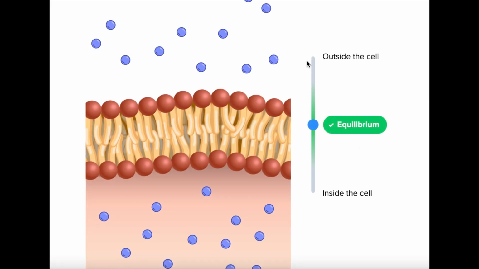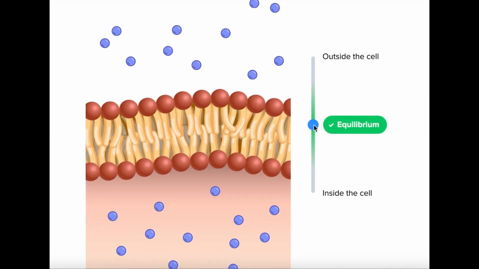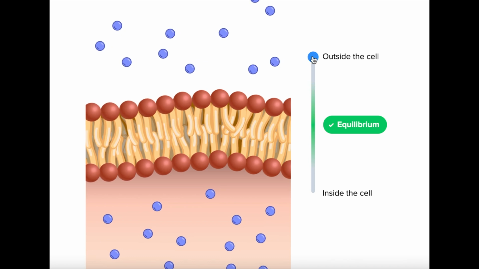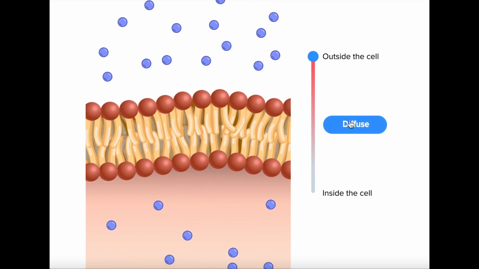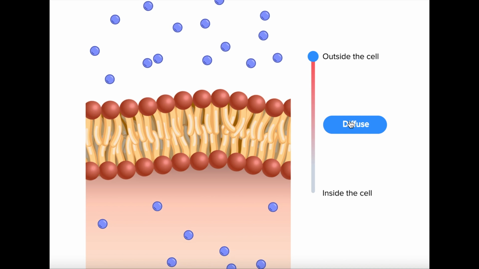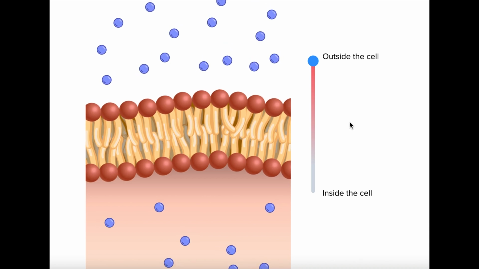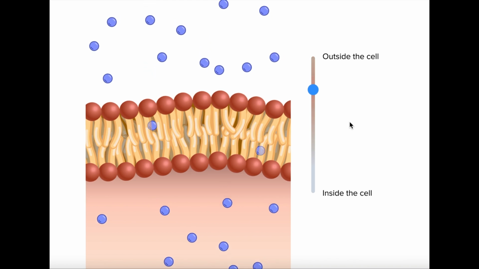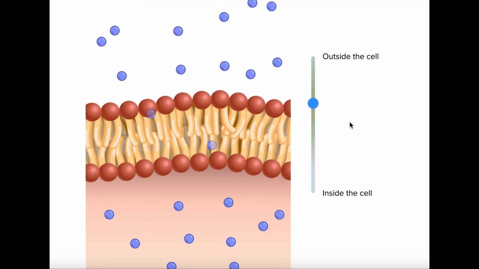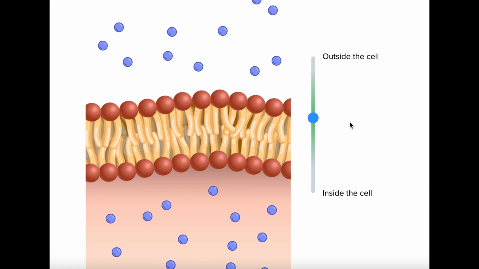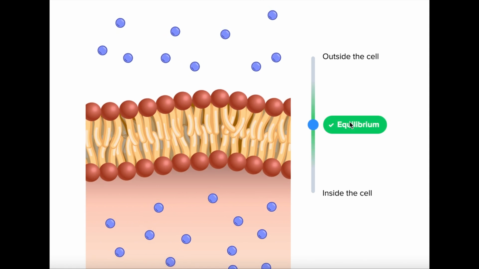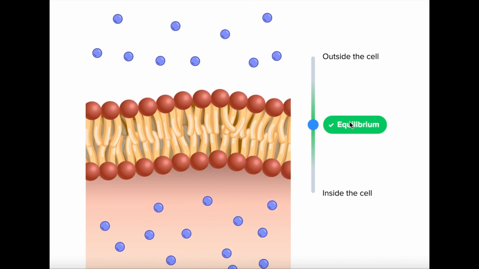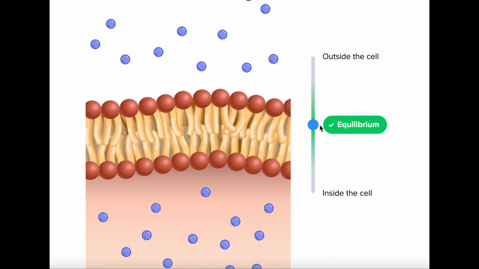All right, so let's look at this graphic here. If I put more molecules outside of the cell, and I let them naturally diffuse, what do we think is going to happen? Well, they're going to want to spread themselves out as equally as possible, so they're going to move over to the side with fewer molecules. Once they achieve an equal amount of molecules on each side, we have achieved equilibrium.